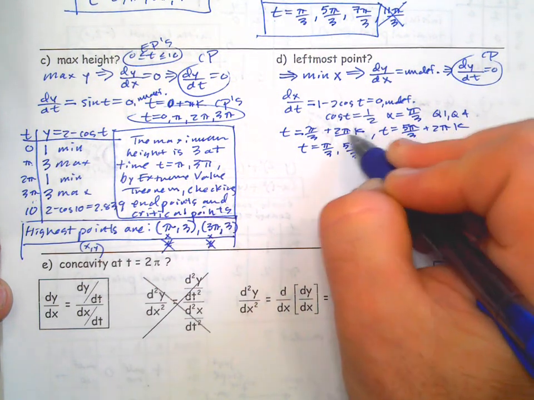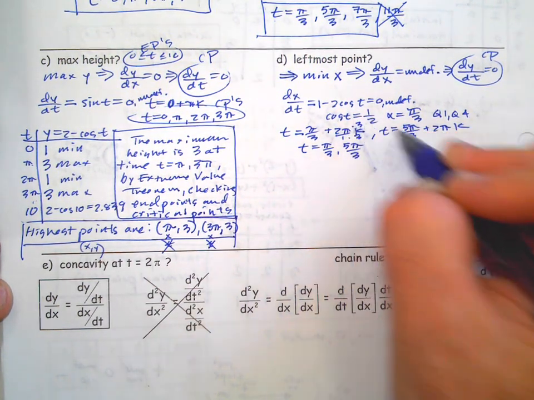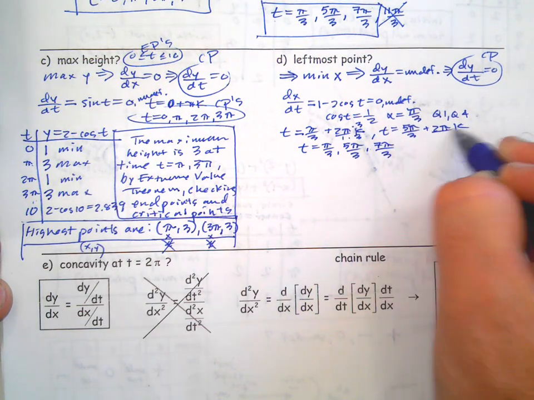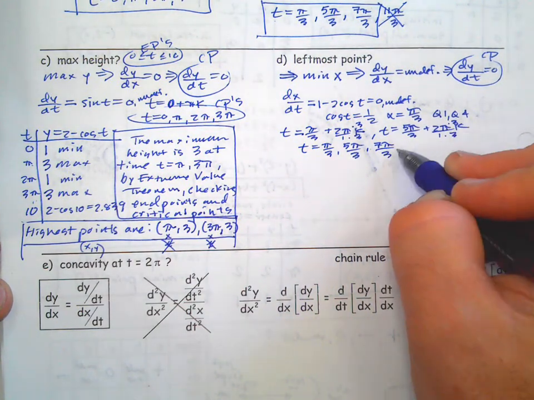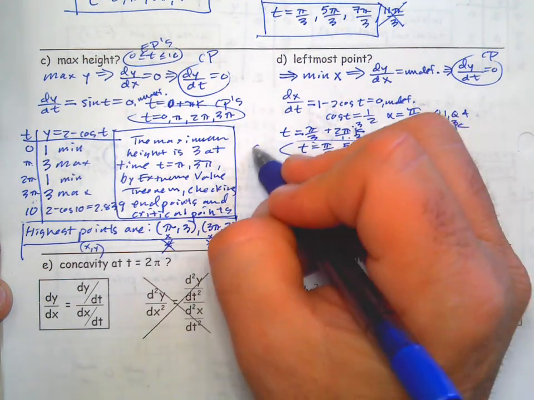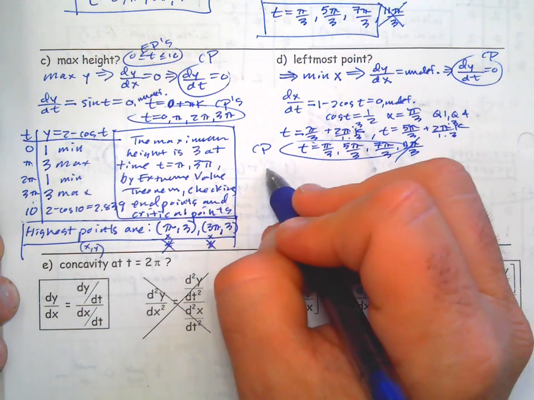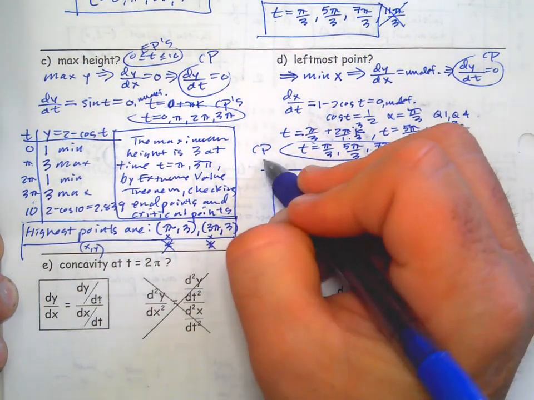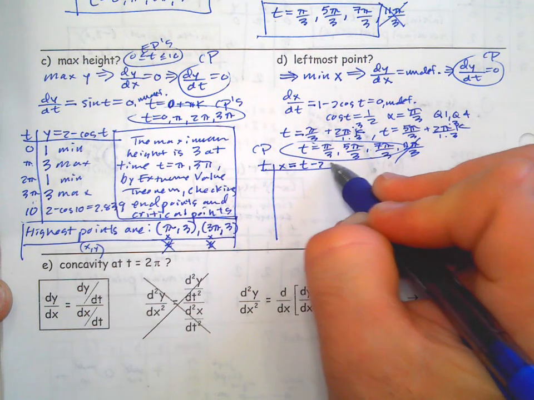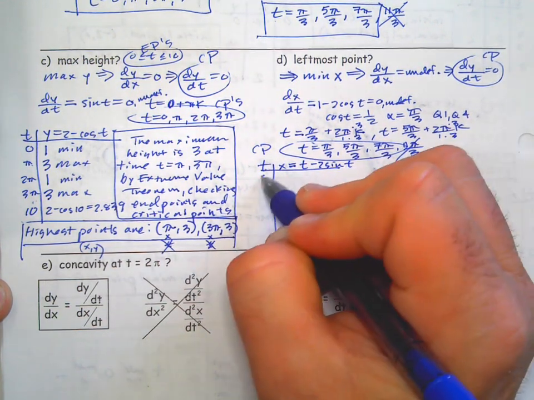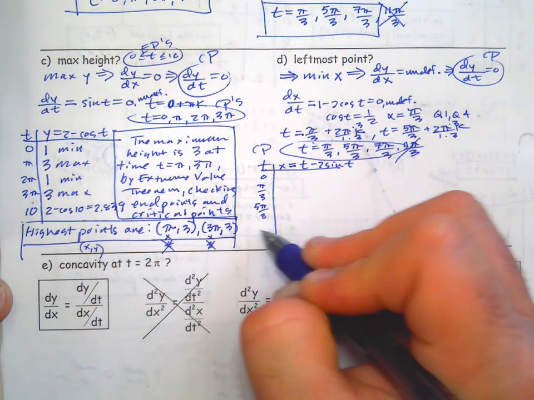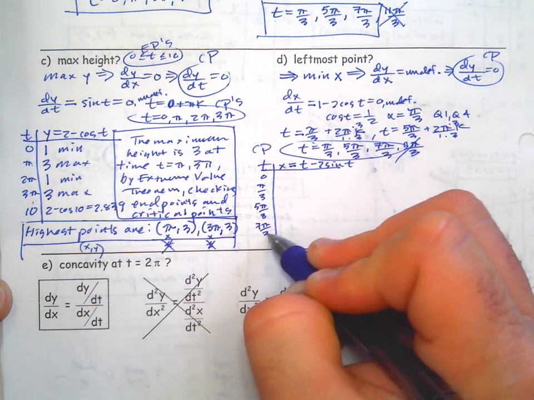But then we talked about this last time. Also 7 pi over 3. And if you kept going, you would get a value too big. You get 11 pi over 3, and that's past the endpoint, so we're not going to consider that. So these are your critical points. The endpoints are the same as the last problem. So we're going to plug them into x. We don't care about y. So 0, pi over 3, 5 pi over 3, 7 pi over 3, and 10.